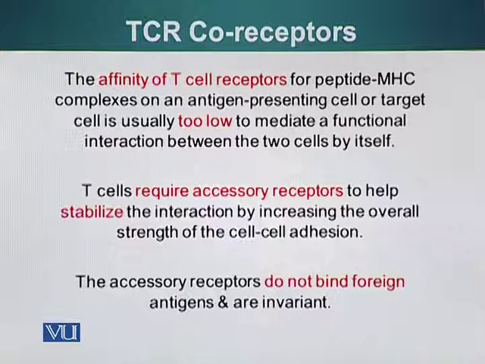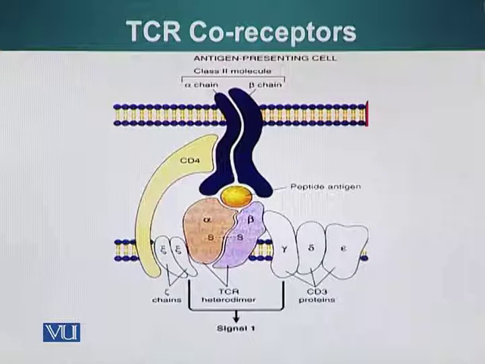The affinity, as I mentioned earlier, of T cell receptor for peptide MHC complex on an antigen presenting cell or target cell is usually too low to mediate a functional interaction between these two cells by itself. The accessory receptors I have already mentioned are CD4 and CD8 molecules. These co-receptors do not bind the foreign antigen, but they are invariant, and they bind the MHC molecules. So again, this shows a little bit more detailed view of this interaction that we have talked about.